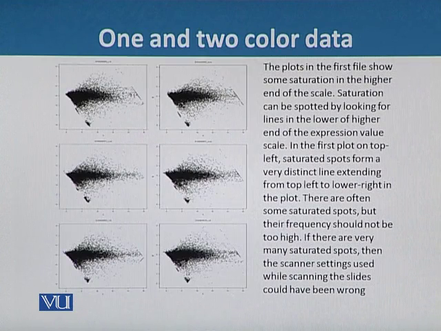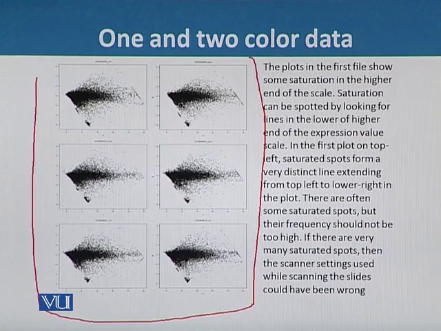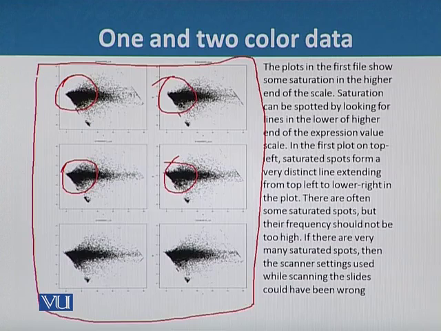After using that command we will get the 6 plots, and the plots in the first file show some saturation in the higher end of the scale. Saturation can be spotted by looking for lines in the lower or higher end of the expression value scale. In the first plot on top left, saturated spots form a very distinct line extending from top left to lower right. There are often some saturated spots, but their frequency should not be too high. If there are very many saturated spots, then the scanner settings used while scanning the slides could have been wrong.